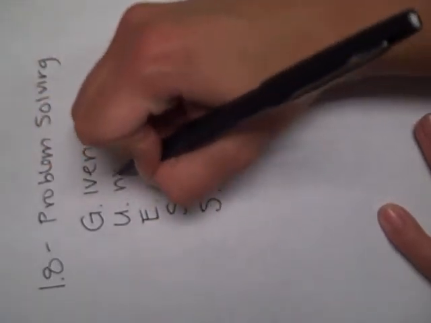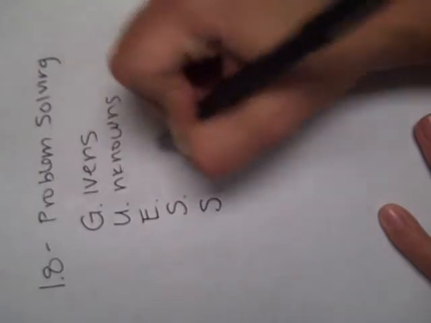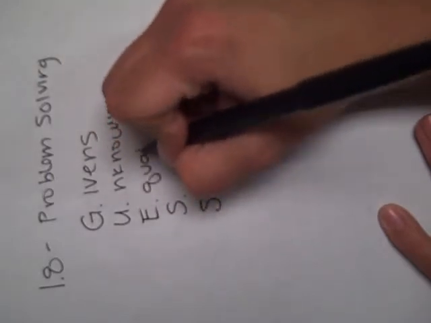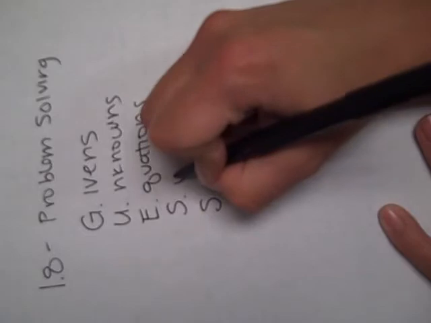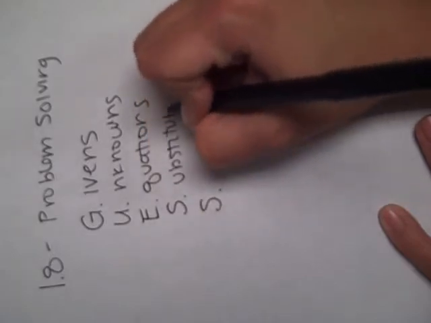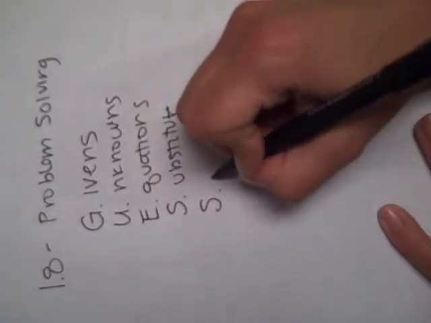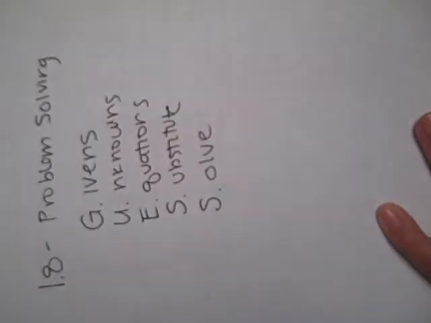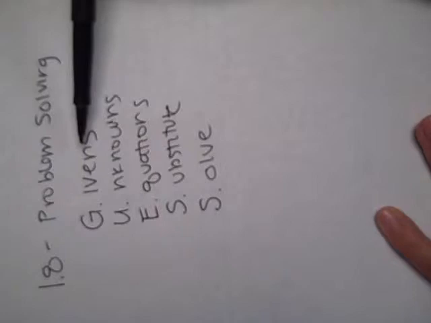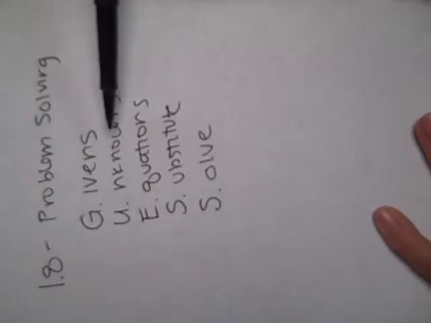U stands for unknowns. E stands for equations. S stands for substitute. And finally, the other S stands for solve. So this means anytime you are given a problem, you first need to look at your givens. What are they telling you in the problem? Then you need to look at your unknowns. What are you trying to find?